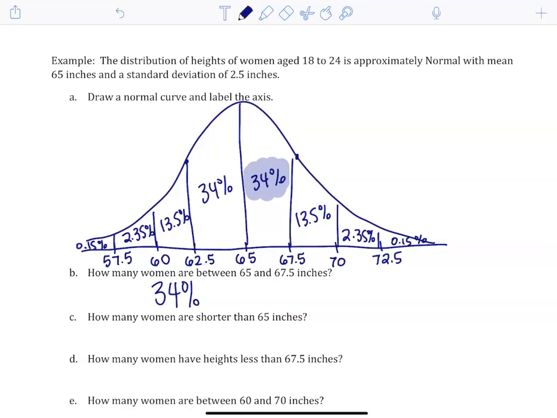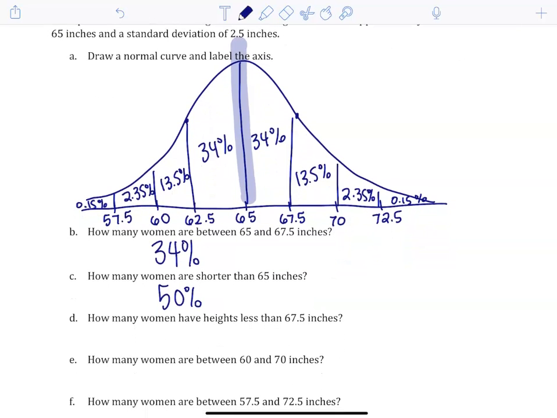If we want how many women are shorter than 65 inches, there's 2 ways to think of this. 65 is right there in the middle, and so 50% will be below that. But you can also add 34 plus 13.5 plus 2.35 plus 1.15, and you'll also get 50%. How many women have heights less than 67.5 inches? Well, we've already figured out that 50% have less than 65. We really just need to add this additional 34. And that tells us that 84% of women are shorter than 67.5 inches.